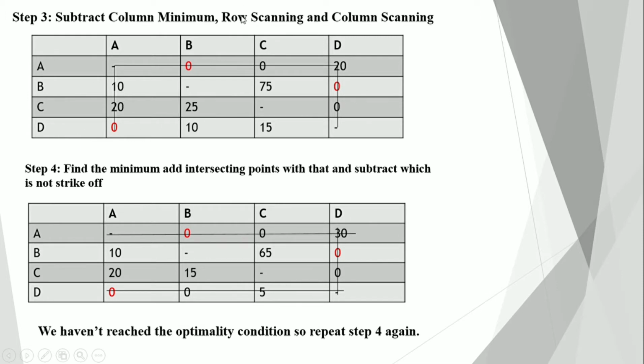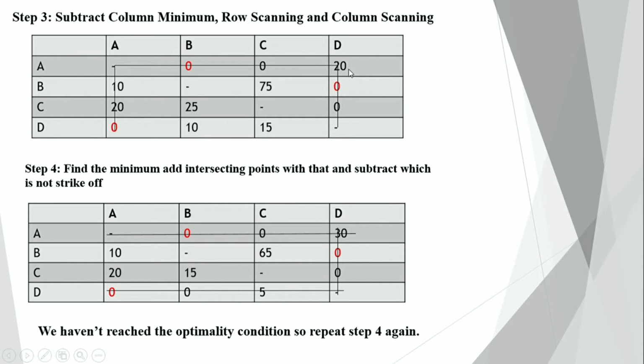Now we go to the next step, that is row scanning and column scanning. Scanning is nothing but finding the zeros and striking off or ignoring that row or column. We should get an optimal condition. For this, we should reduce it and minimize it. So we will see how to do it.